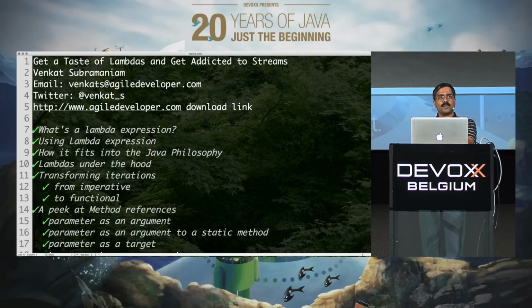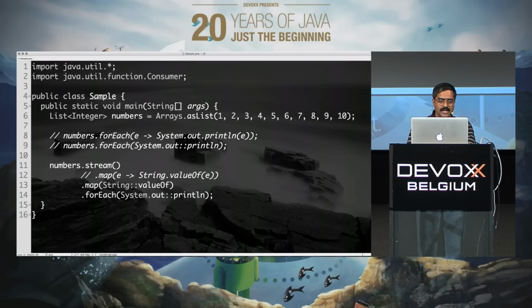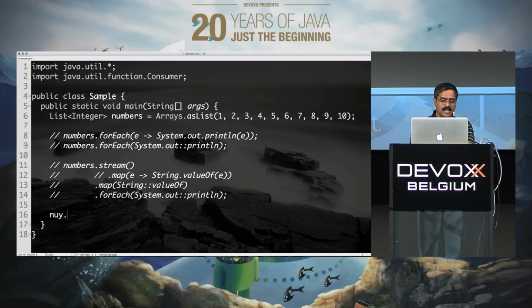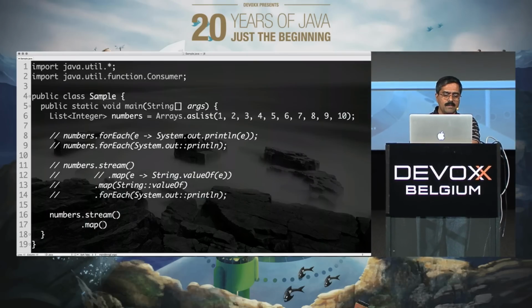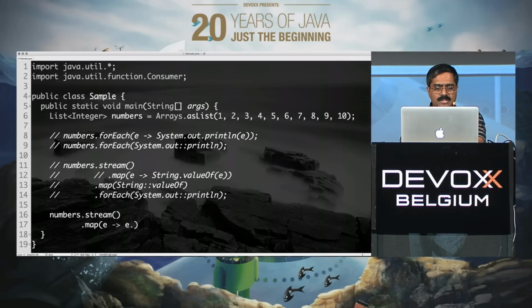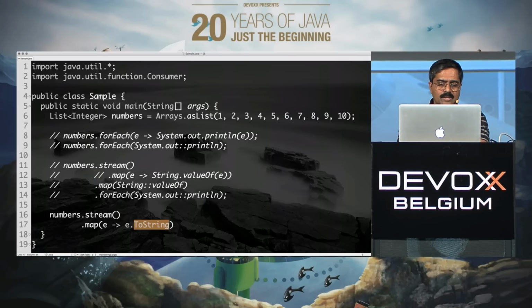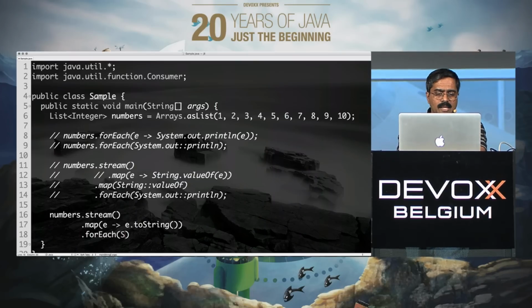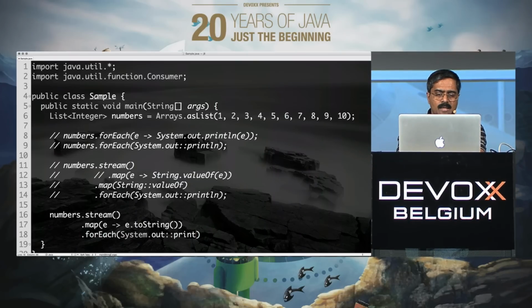But even better, a method reference can be used when your parameter needs to become a target as well. So let's look at an example of how that is going to work out. In this case, I'm going to say numbers.stream. Here I'm going to call map given an element, and I'm going to say e dot toString. So I'm going to call toString on the element. And then I'm going to say forEach System.out and println.